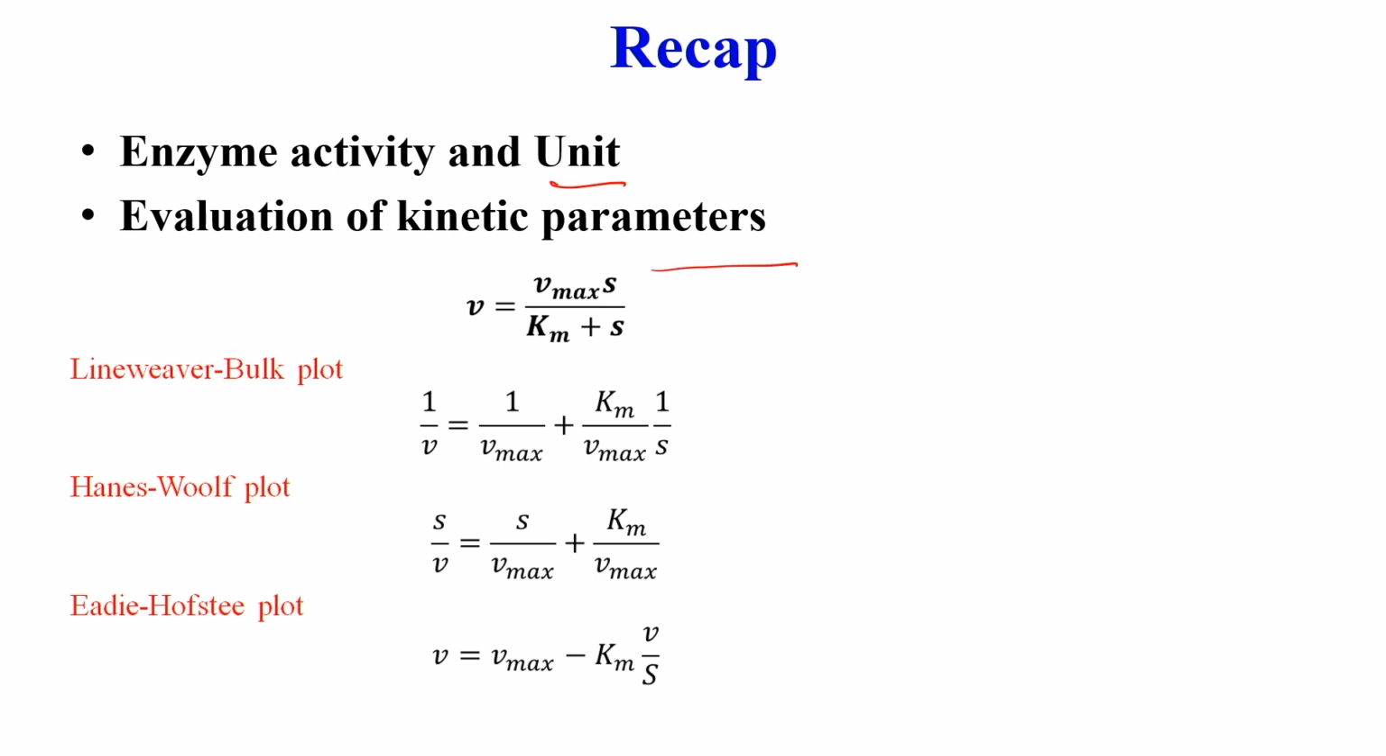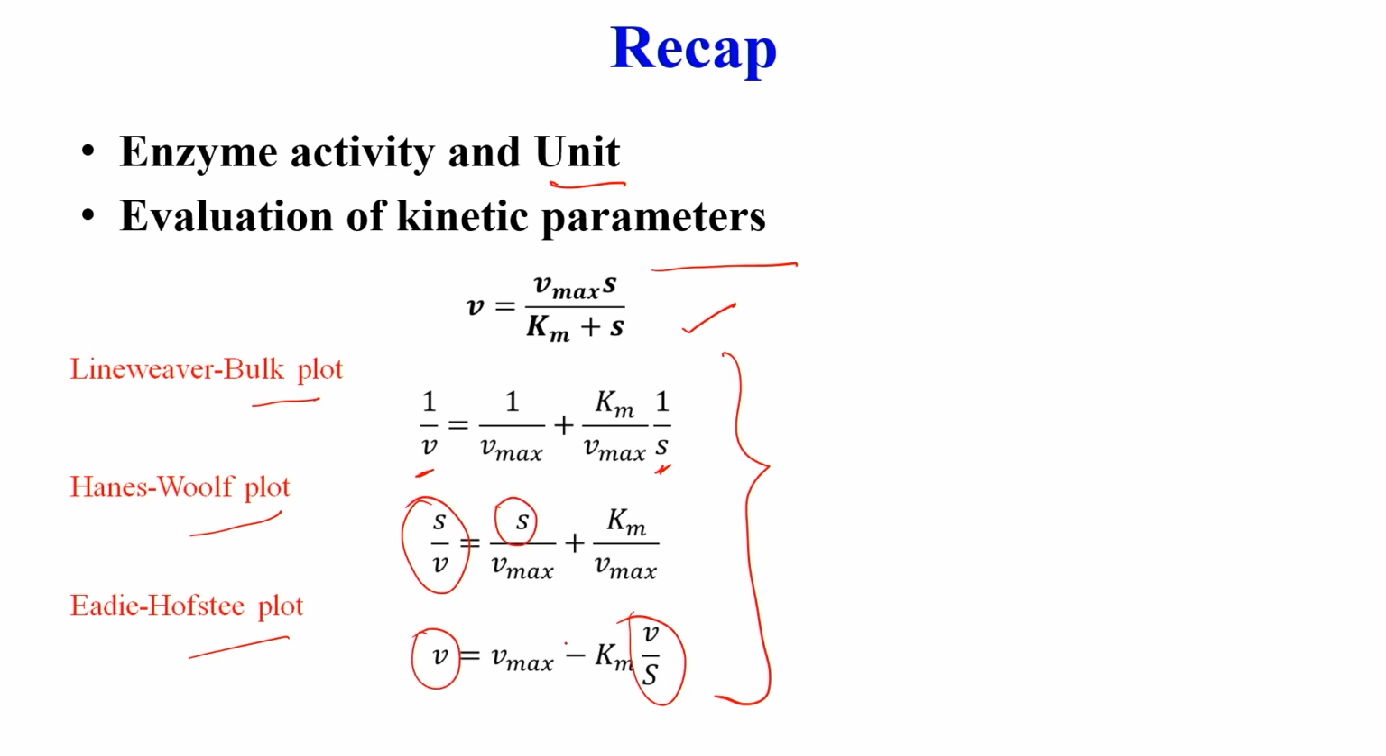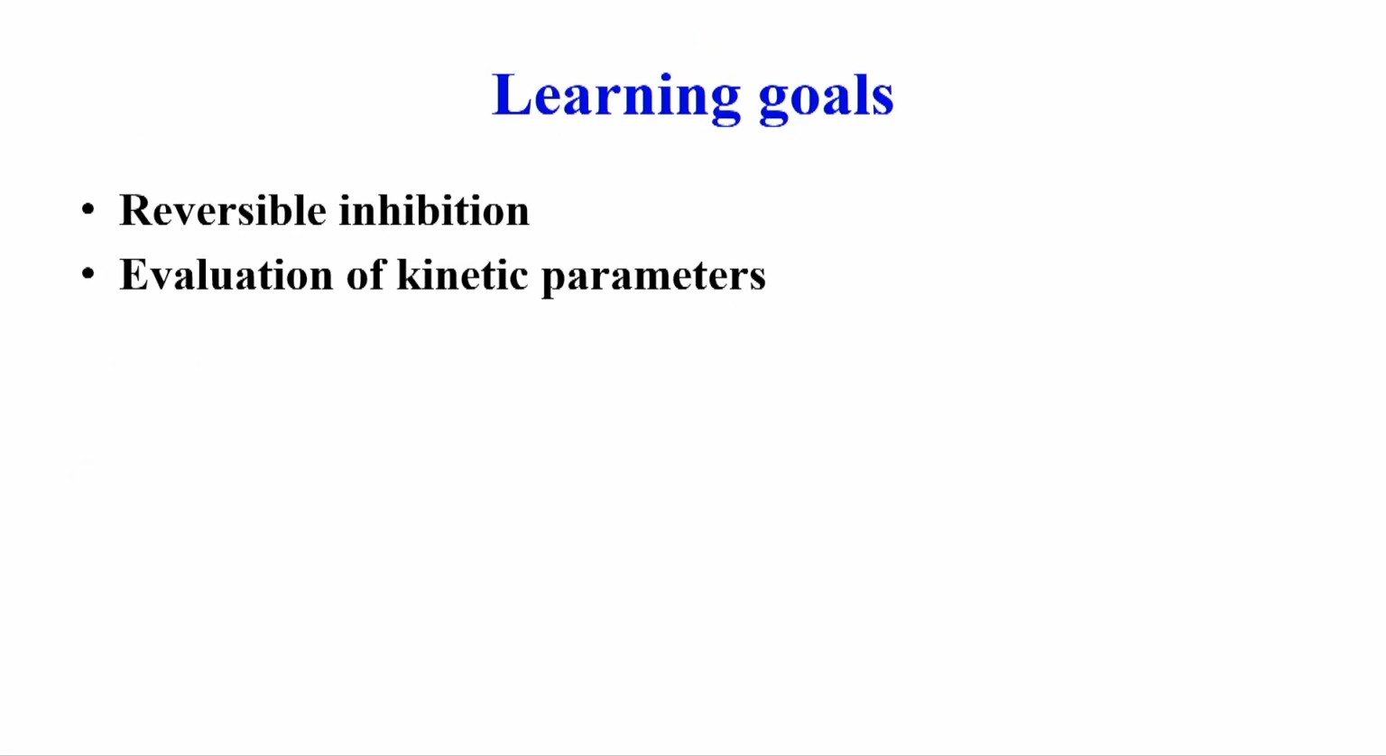We discussed that the Michaelis-Menten equation can be rearranged into a Lineweaver-Burk plot, a Hanes-Woolf plot and an Eadie-Hofstee plot. In each case we have a y and an x, so once we plot y = mx + c, we take the slope and intercept to decipher the kinetic parameters. Today we are going to discuss enzyme inhibition.